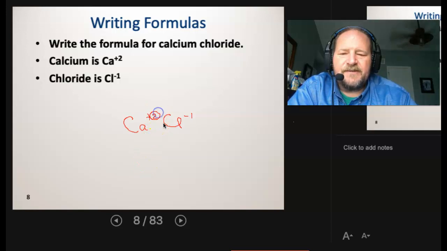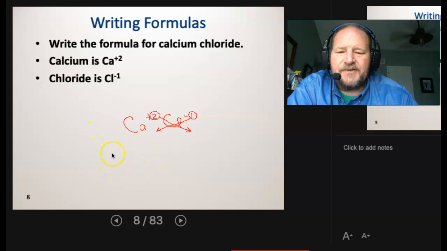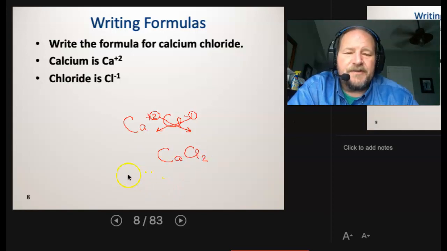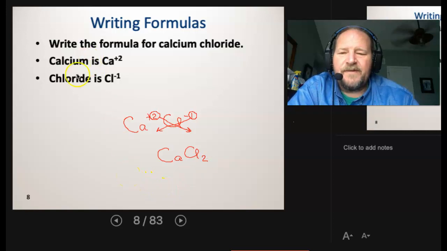I'm going to take this 2, I'm going to crisscross it to here. I'm going to take this 1, I'm going to crisscross it there. Now, no matter which way I do this, I do not write 1s. And so I end up with Ca, Cl2. And so whether I do the crisscross method or if I just do it by math, either way I come out with the same answer.